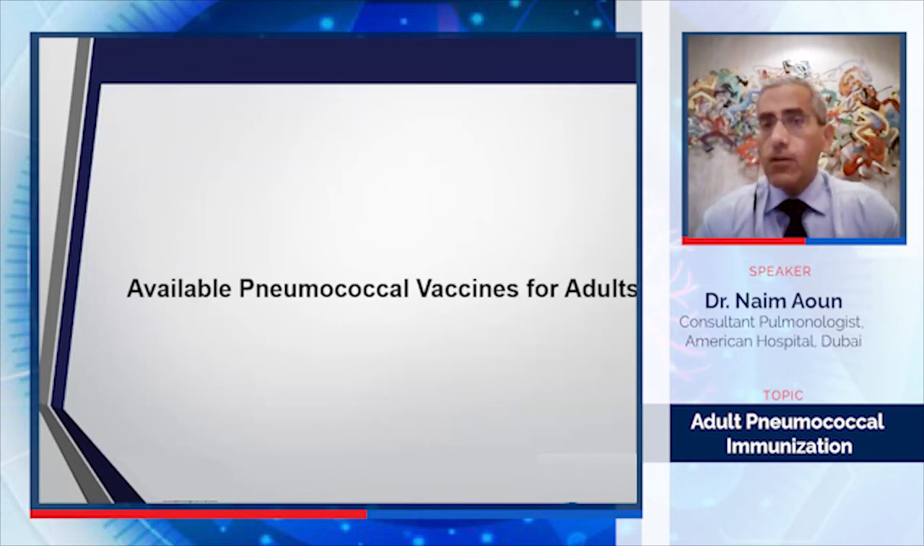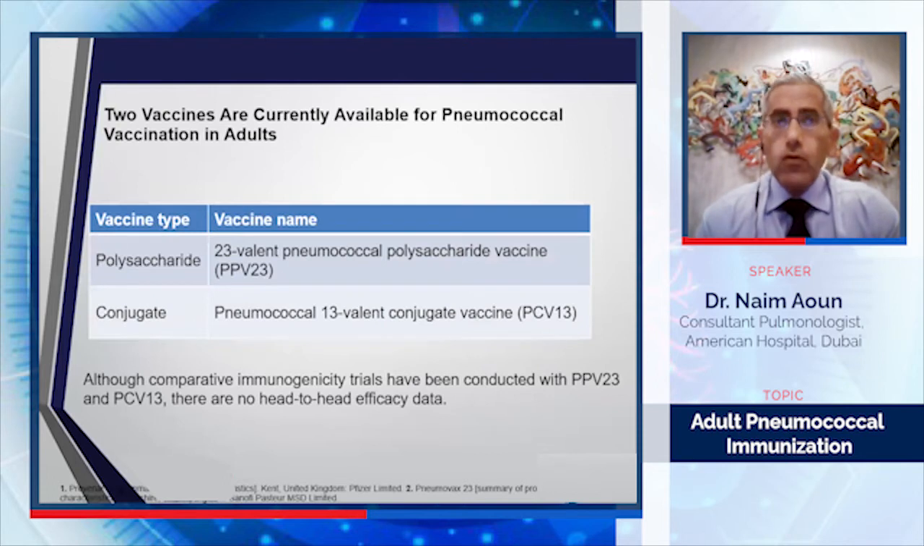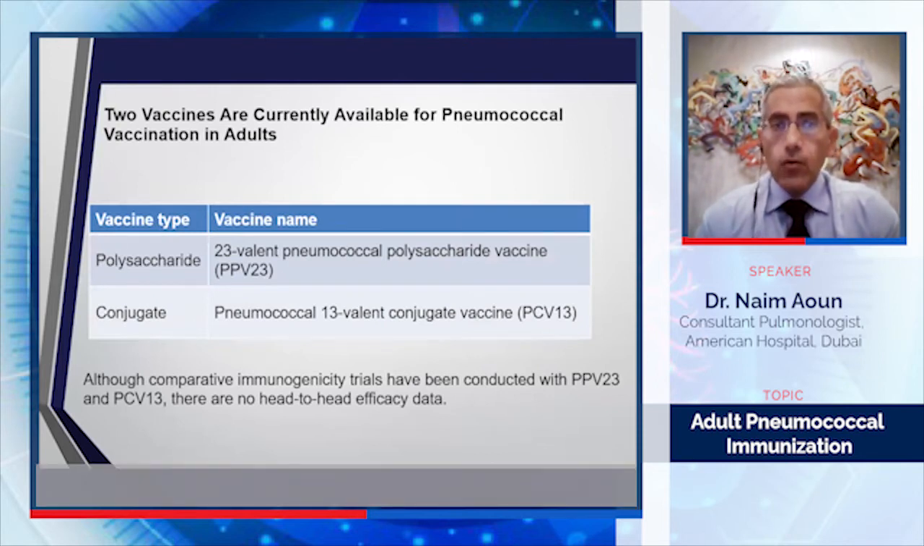So this brings me to the available pneumococcal vaccines for adults. Two vaccines are currently available for pneumococcal vaccination. We have the polysaccharide, which is the PPV23. This is the 23-valent pneumococcal polysaccharide vaccine, meaning it's targeting 23 serotypes of those 90 we mentioned. Those are the 23 most virulent ones, the ones discovered to be the most common causes of infections among children and adults. And then we have the second generation vaccine, which is the conjugate. This is the PCV13, pneumococcal 13-valent conjugate vaccine. This one is targeting 13 very virulent pneumococci. There is an overlap between the serotypes we cover in the 13 and the 23, of course.